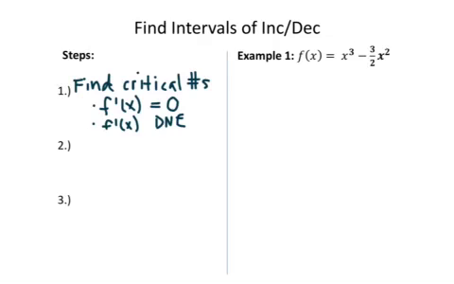The second step is going to be to make a sign chart. And you'll see what I mean by this in a little bit. So you're going to make a sign chart to indicate when the derivative is positive and when the derivative is negative. And then lastly, we're going to determine the sign of f, which is what I just mentioned.